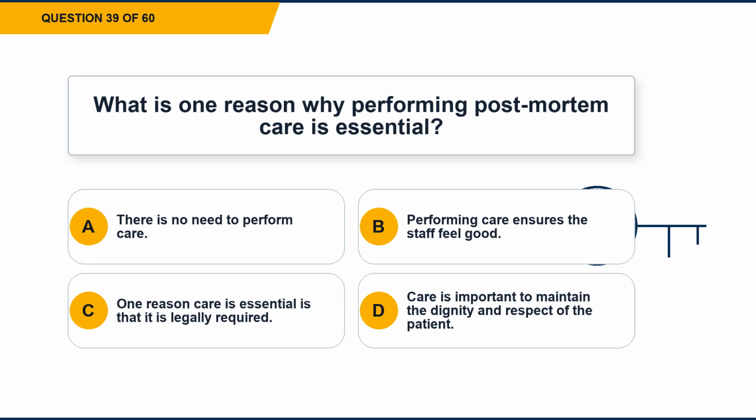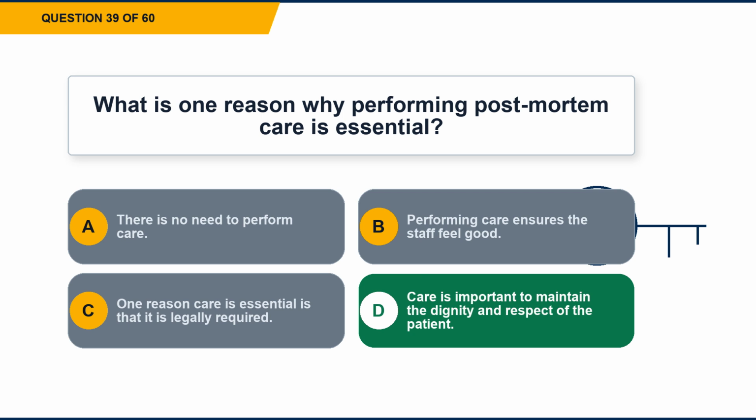Question 39. What is one reason why performing postmortem care is essential? Option A, there is no need to perform care. Option B, performing care ensures the staff feel good. Option C, one reason care is essential is that it is legally required. Option D, care is important to maintain the dignity and respect of the patient. The correct answer is option D, care is important to maintain the dignity and respect of the patient.